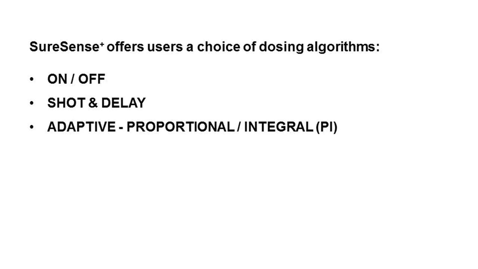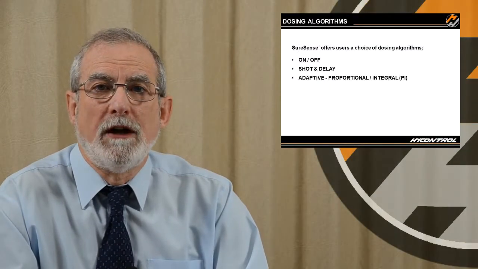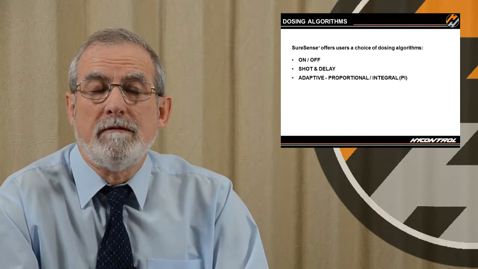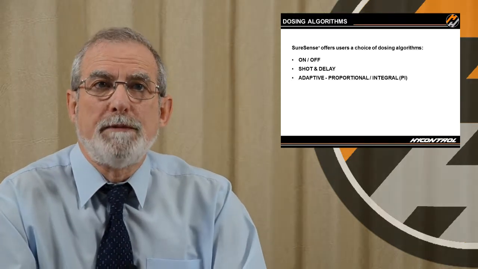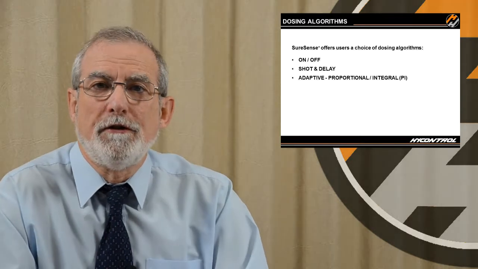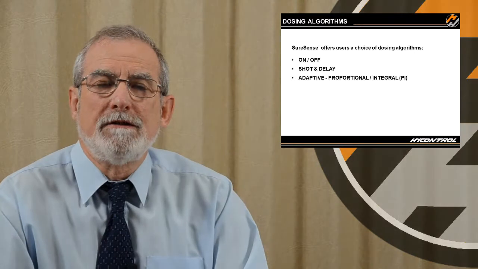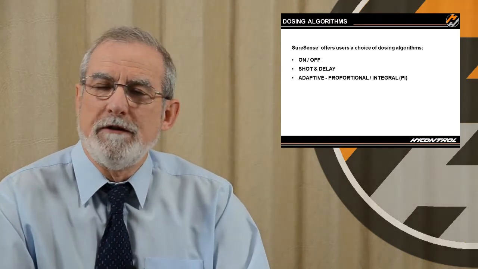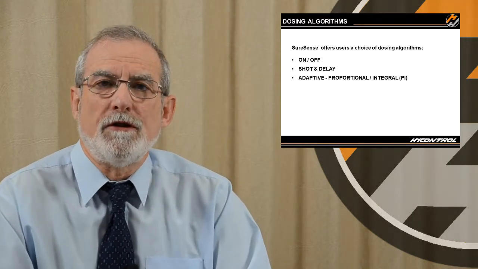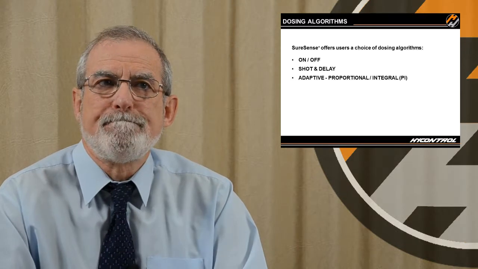The first one is simply on and off. So if you want to just do something when foam is being measured, you can select an on-off algorithm. So you might just choose to open a valve or have an alarm sounding when this foam is being measured. So you can choose an on-off algorithm and it will simply do something as long as foam is being measured. When the foam disperses, it will stop that output.